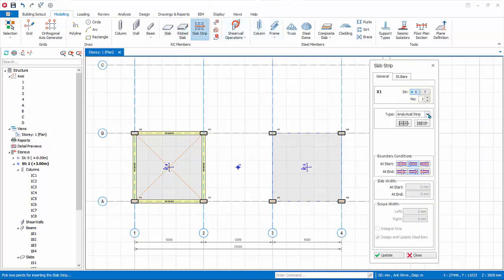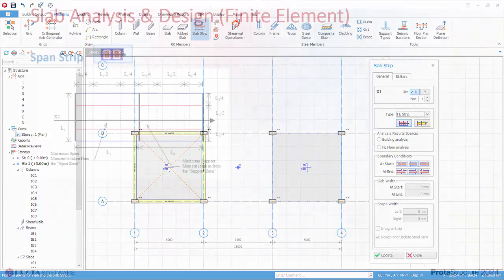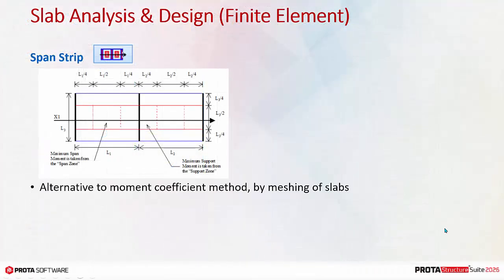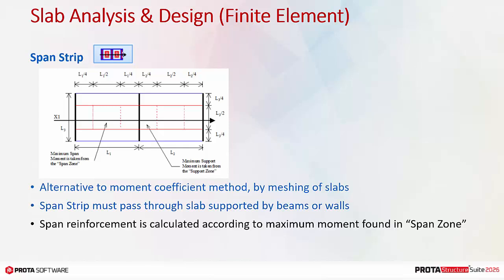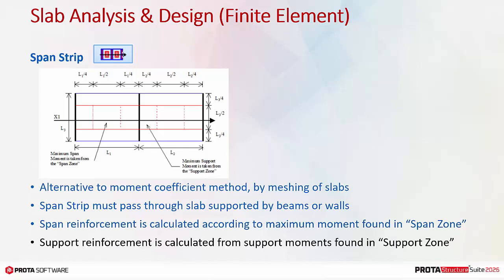Start with direction X. Since we want to use the finite elements slab design method, change type to FE strip. For finite elements strip, there are 2 types, namely span strip and fixed band strip. Span strip is the alternative to moment coefficient method, by meshing of slabs. Span strip must pass through slabs supported by beams or walls. Example, 1 beam at the left side, then 1 slab, then 1 supporting wall at the right-hand side. Span reinforcement is calculated according to maximum moment found in span zone, as shown in the above diagram. Support reinforcement is calculated from support moments found in support zone, as shown in the above diagram.